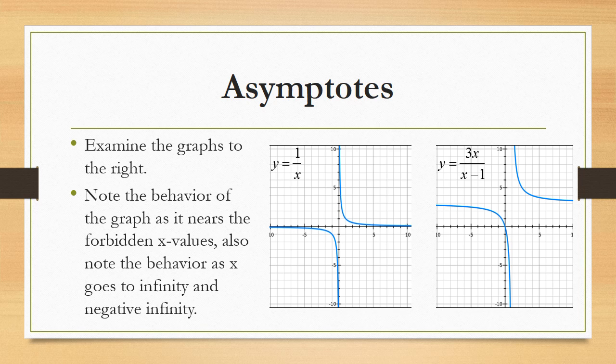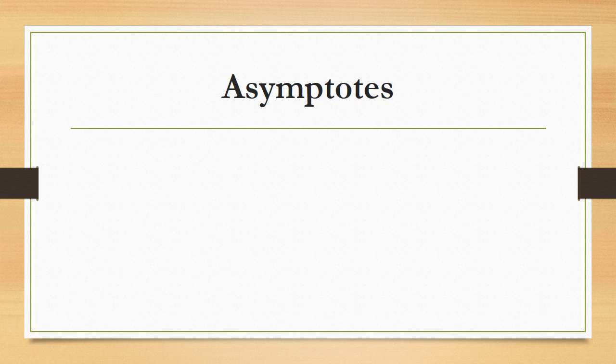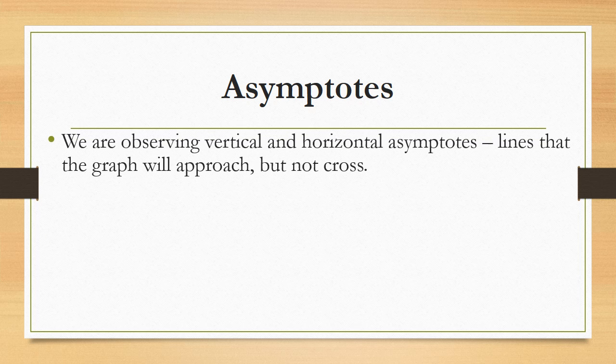And what you notice in both of these is that as the x values approach that number that they are never allowed to reach, one branch of the graph goes towards negative infinity, while the other branch goes towards positive infinity. One goes down and keeps going down forever. The other side goes up and will keep going up. Observing vertical and horizontal asymptotes, those are lines that the graph will approach but will not cross.